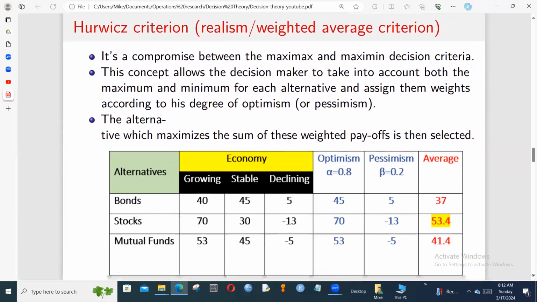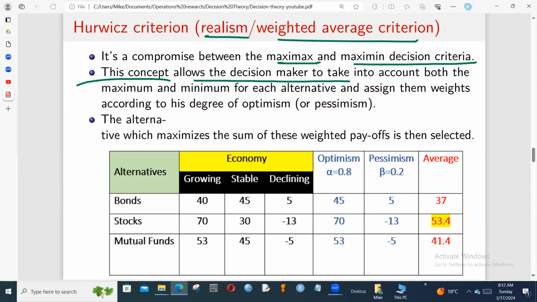The next criteria is called Hurwicz criterion, or what is sometimes called the realism, or also called the weighted average criterion. Now, this one is a compromise between the Maximax and the Maximin decision criteria. It looks at both the Maximax, where those people are very optimistic, and the Maximin, who are pessimistic, and tries to get a bridge of the two. So the concept allows the decision maker to take into account both the maximum and the minimum of each alternative and assign them weights according to his degree of optimism or pessimism.